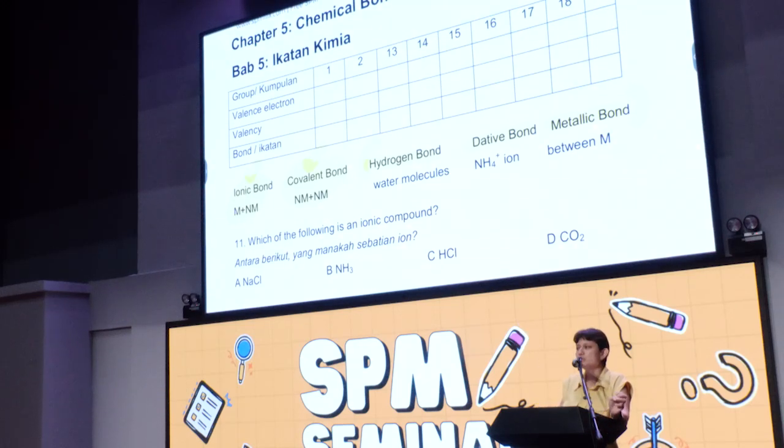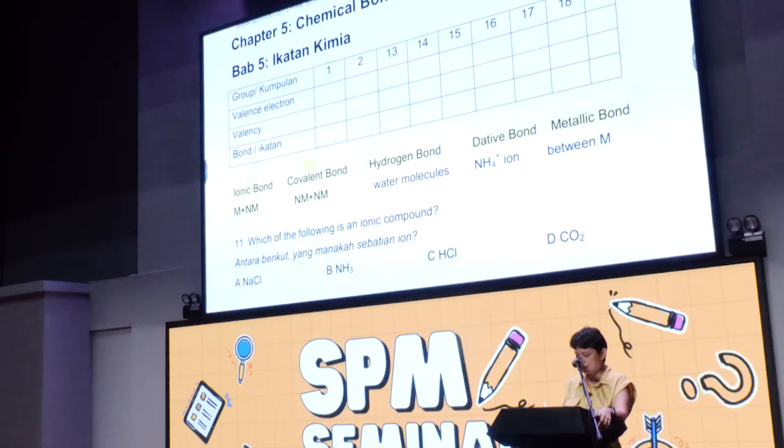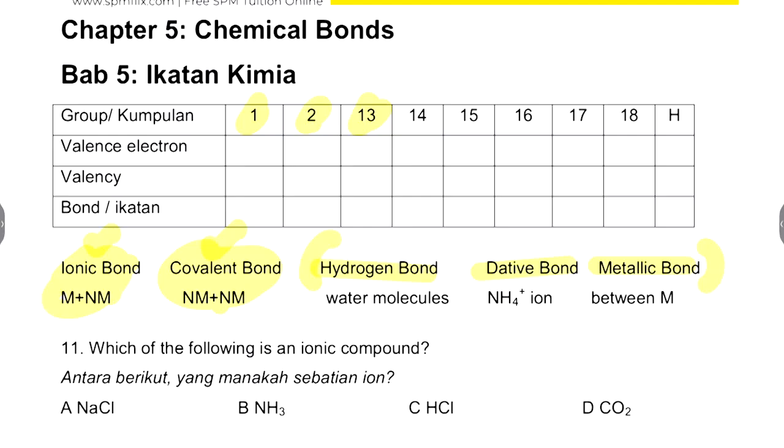Semua tahu apa itu jadual berkala? Yes. Kena hafal jadual berkala? No, don't waste your brain space. No need. You just need to know the first 20 elements. Unsur 20 pertama. Boleh hafal tak? Boleh. Very good. That's enough. And then, kamu mesti tahu gunakan kumpulan and groups and periods. Now, kumpulan 1, kumpulan 2, kumpulan 13 is logam.